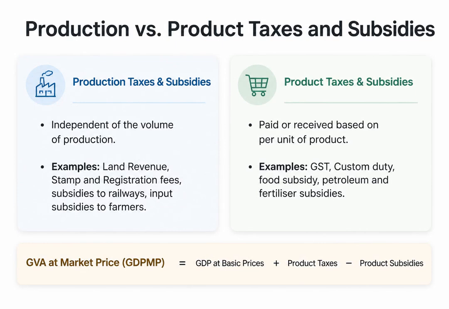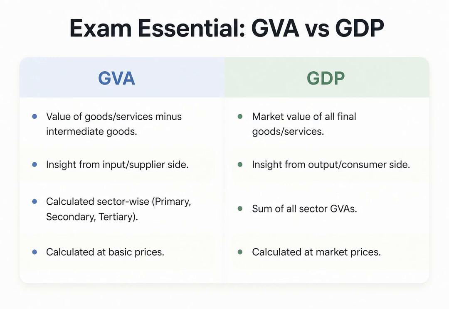It is vital to distinguish between production and product taxes and subsidies. Production taxes and subsidies are independent of the volume of production. For instance, a farmer pays land revenue or receives an input subsidy regardless of exactly how many tons of wheat they produce. On the other hand, product taxes and subsidies are tied directly to the per-unit volume of the product. GST and food subsidies are prime examples. To get the final GDP at market price, we take the GDP at basic prices, add the product taxes, and subtract the product subsidies.